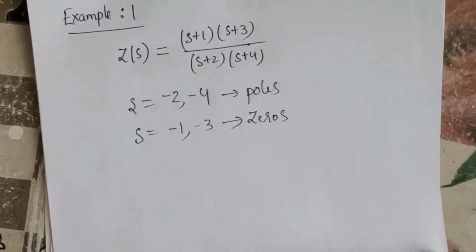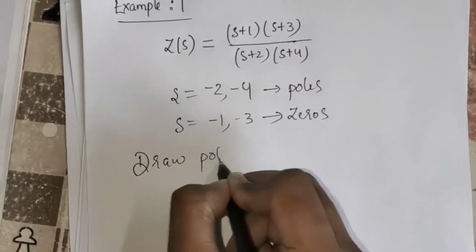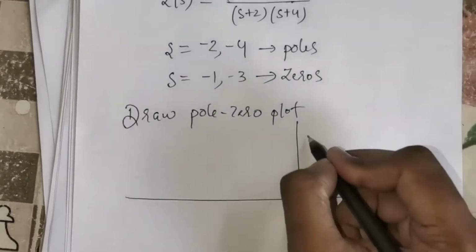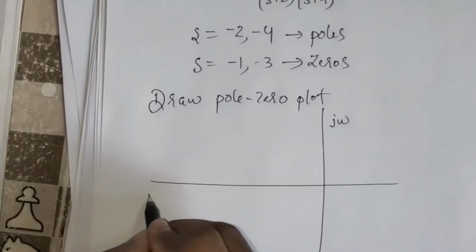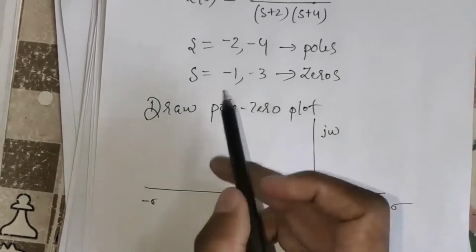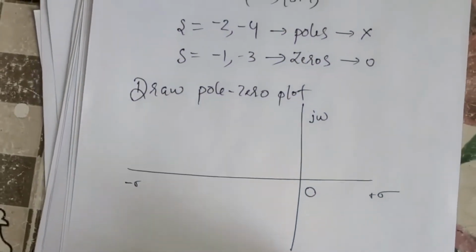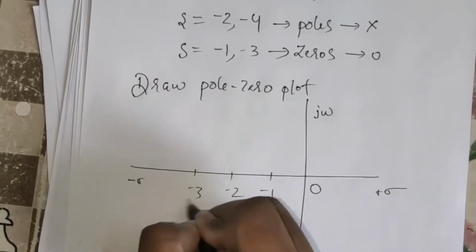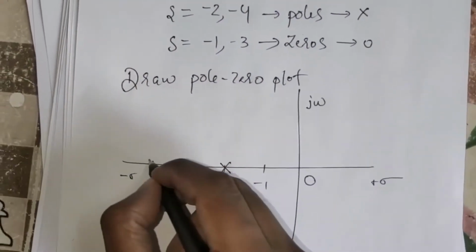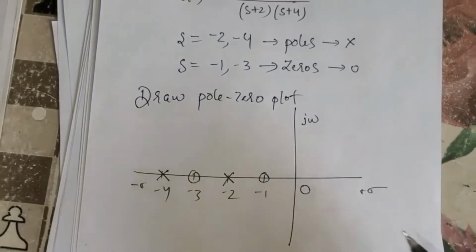So the first step before synthesizing any given function is to draw a pole-zero plot. If this is your j omega axis, this is the negative real axis, this is the positive real axis, and this is the origin. Poles are denoted by a cross and zeros are denoted by a 0. If the scale is -1, -2, -3, -4, then we have poles at -2 and -4, and zeros at -1 and -3.